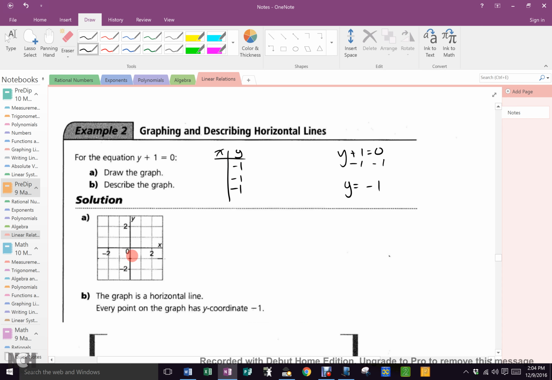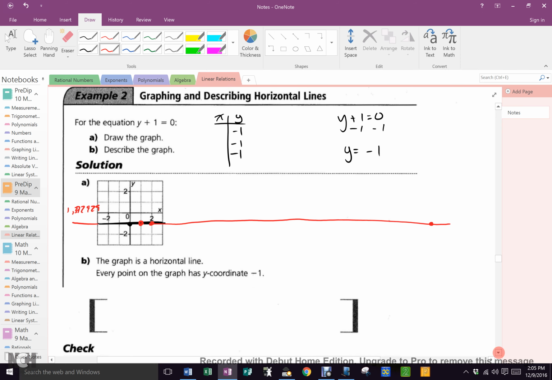Y equals negative 1. And draw a horizontal line. Why is it horizontal? Because here, y is still negative 1. Here, y is still negative 1. What is it when x is 29? Y is still negative 1. What is it going to be when x is negative 1,372,929? Y is still going to be negative 1. Right? The graph is a horizontal line.